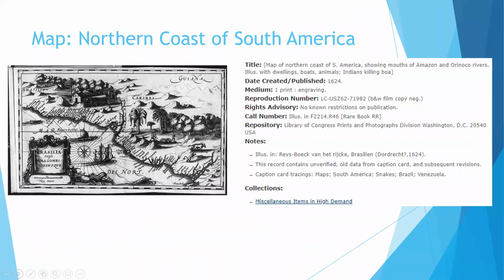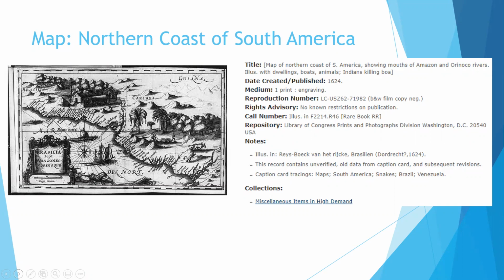Okay, I thought this map was so cool. So this is an example of a map. Why I thought it was so cool is because it's from 1624 and look how clear it is. I don't know, maybe I'm just a nerd. Anyway, this is a map of the northern coast of South America showing mouths of Amazon and Orinoco rivers. Sorry if I totally screwed up the pronunciation of that. Illustrated with dwellings, boats, animals, and Indians killing boa. Like, who had fun creating that title, right?